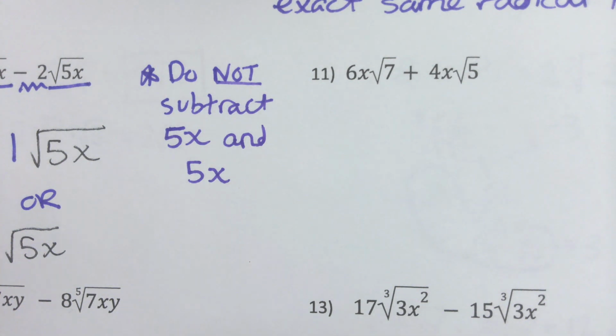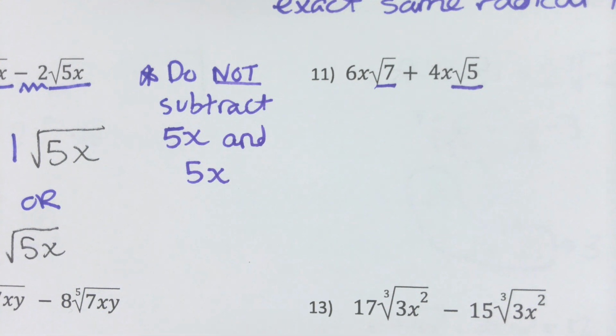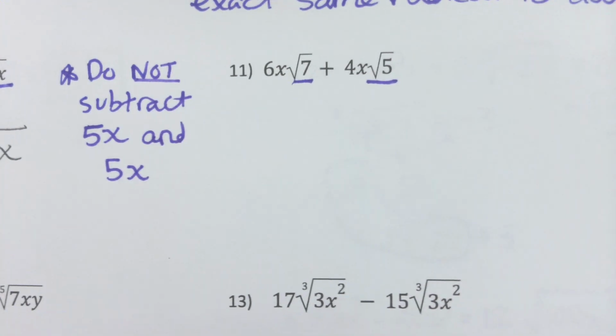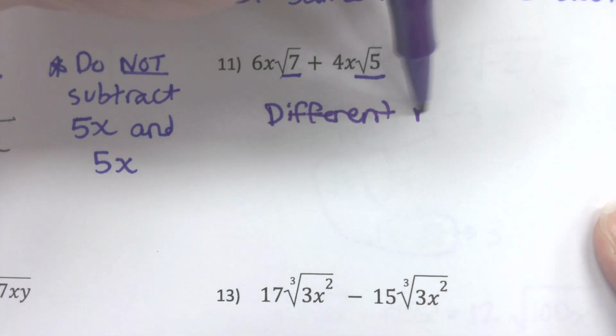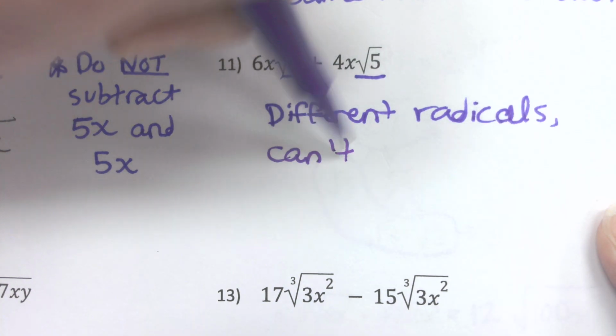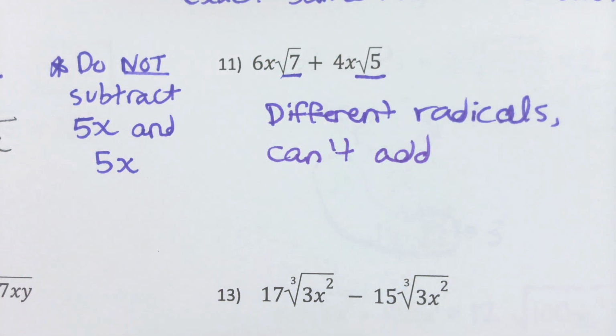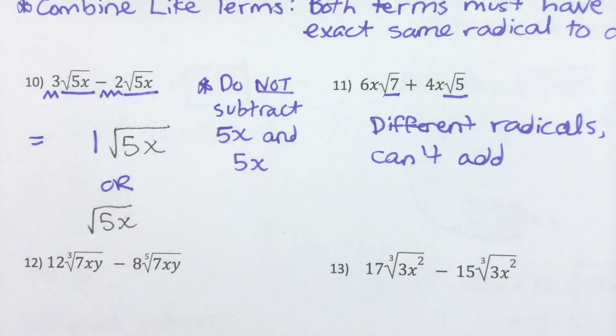Number 11, 6x square root of 7 plus 4x square root of 5. Radicals don't match, and I can't break either of those numbers down, so this one's just not doable. Different radicals. Can't add. Questions on 10 or 11?